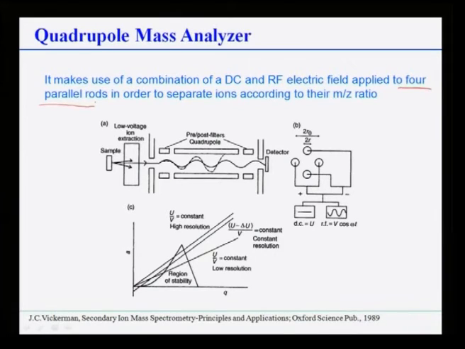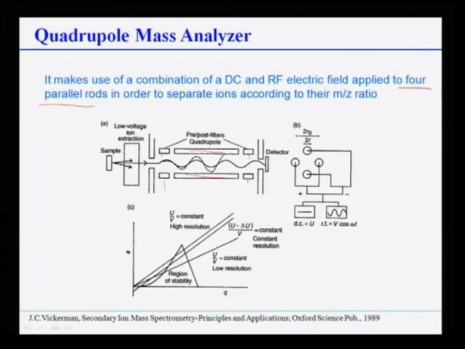What is done here is taken from Vickerman's book. You have a sample, you create ions by different ionizing techniques, and then you have these filters, the pre and post filters, the quadrupole. They are the four important ones, and then the ions pass through this region where the quadrupole separates them depending on their mass to charge ratio, and they are detected.